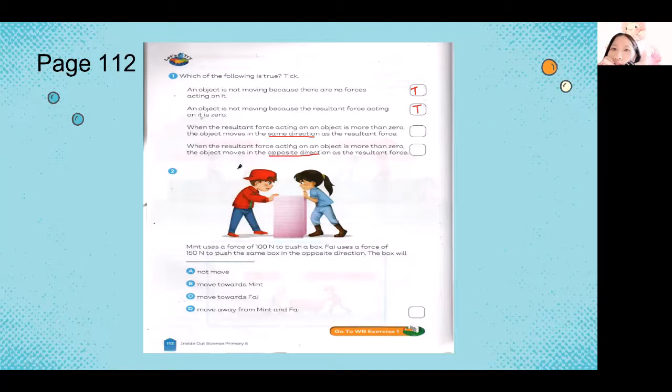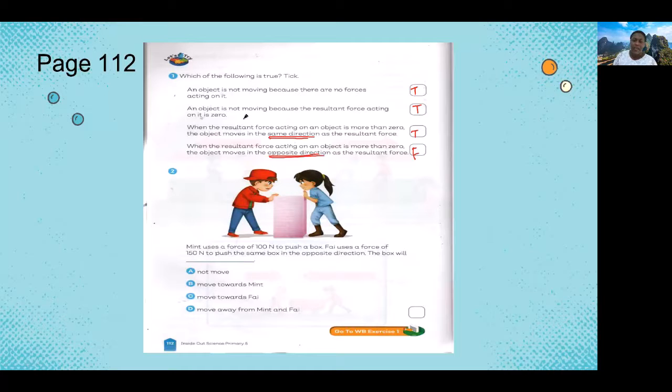True. Do you remember when I said that the resultant force and the object move in the same direction? But when we talk about opposite direction, this is all about friction. Friction force acts towards the opposite direction. But when we talk about resultant force, we don't have opposite forces acting on an object. So the statement here is true. And if this one is true, then this one is false. You understand?